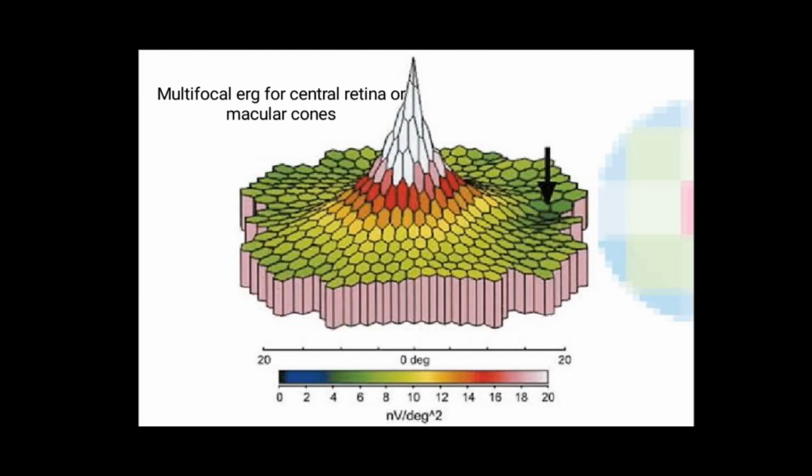Then this is an image showing the multifocal ERG for the central retina or the macular cones. We need not go into details of the ERG. We just need to remember that ERG is for the rods and cones. ERG is of different types, and multifocal ERG is for the central retina or macular cones.